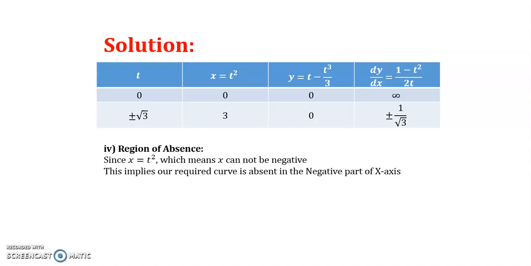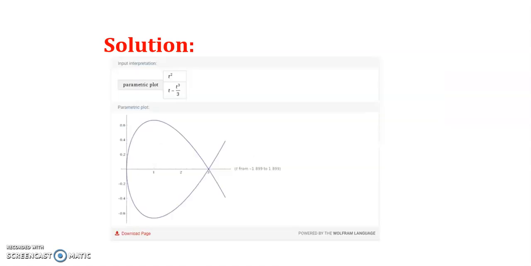So we prepare the table. Since x is equal to t square, x cannot be negative, so our required curve will not lie in the negative part of the x-axis. If we draw the curve, we get this. Our observation is that if we have two x-intercepts, then there exists a loop between these two points, and as x tends to infinity, the curve moves towards plus or minus infinity. So our curve will be an infinite curve having one loop, and this.